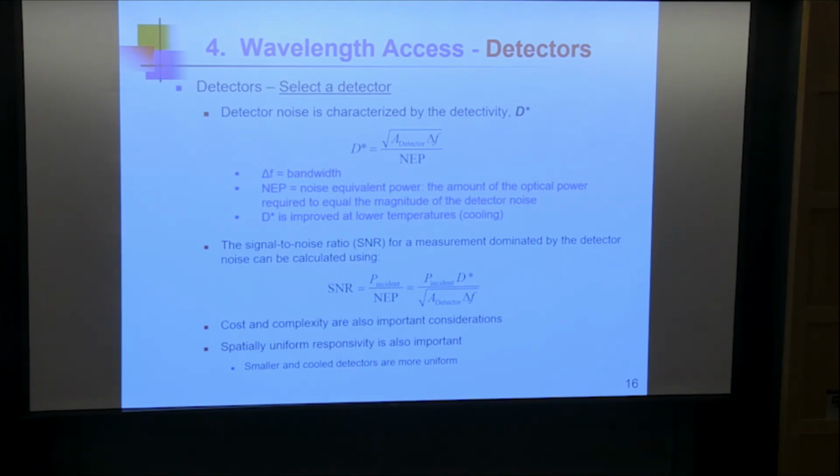Typically when you buy these detectors, they're either cooled or uncooled. If they're uncooled, they work at room temperature. If you cool them down, they'll have lower noise. They're a little more complicated. So detectors are often cooled. Some of our detectors are cooled with liquid nitrogen. So this is just to remind you that there are properties of the lasers, properties of the detectors that go into your experiment.